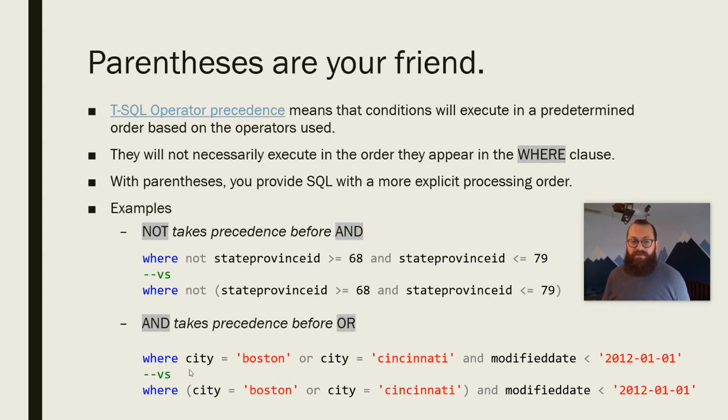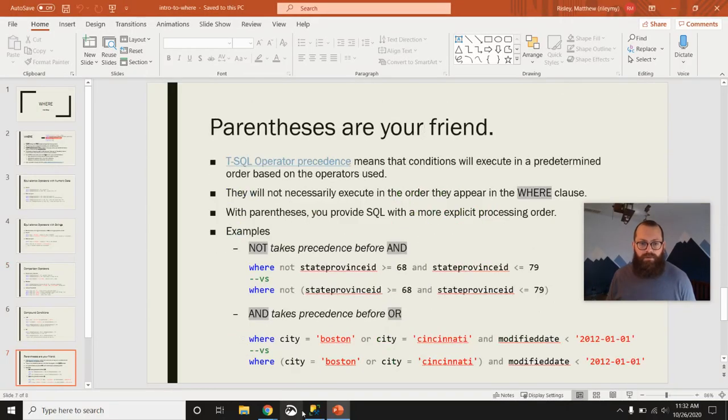That is ultimately different from the clause below it, where we put parentheses around it. You can have a city name of Boston or Cincinnati, and then, leaving that aside, the modified date must be less than January 1st, 2012. So that modified date criteria is actually applied to values of city outside of Cincinnati, whereas in the first example, it was only being applied to records with the value of Cincinnati for the field city. And so let's kick over to SQL and go through those examples.